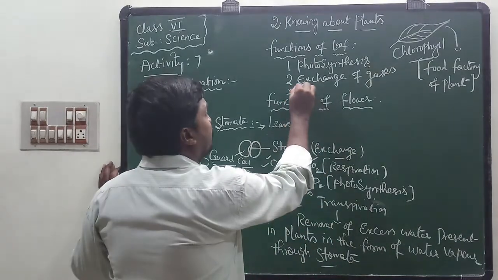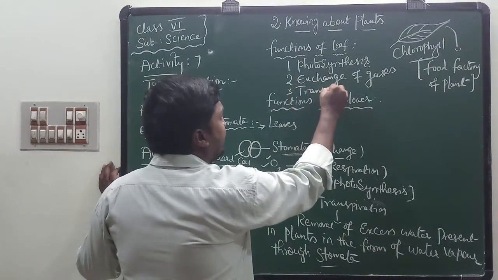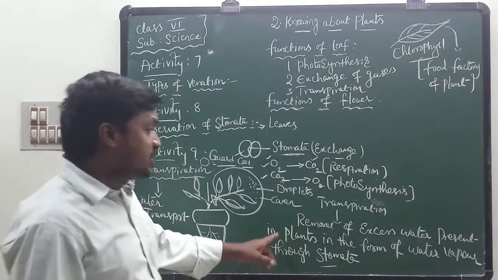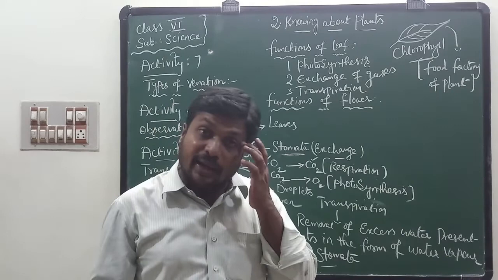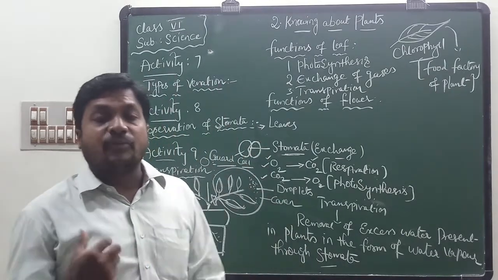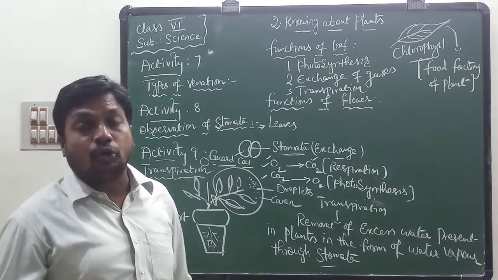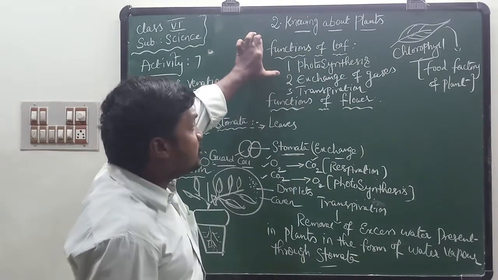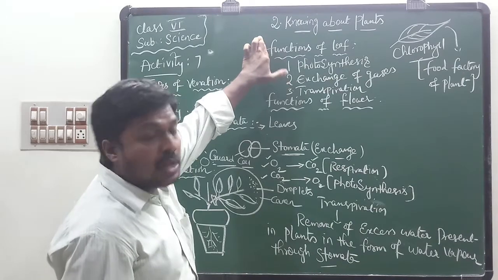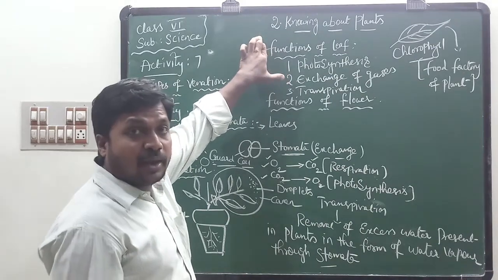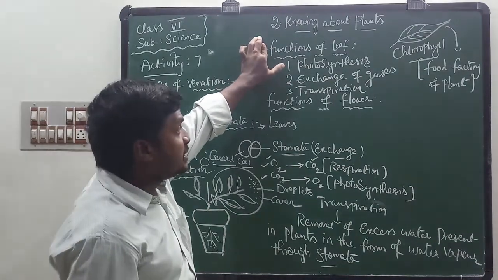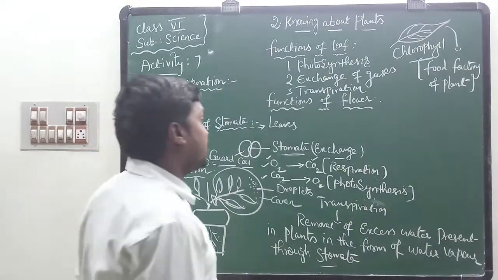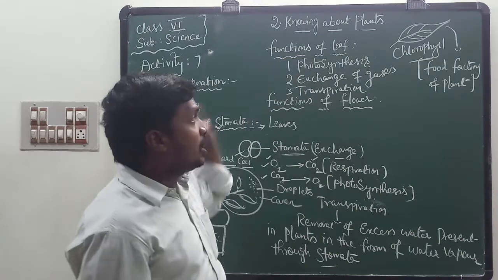Leaf is also helpful for transpiration. Transpiration means removal of excess water present in the plant in the form of water vapor through stomata. So leaf also performs transpiration. So these are the three functions of leaf. One is photosynthesis, second is exchange of gases, and third is transpiration. Now this is about leaf.